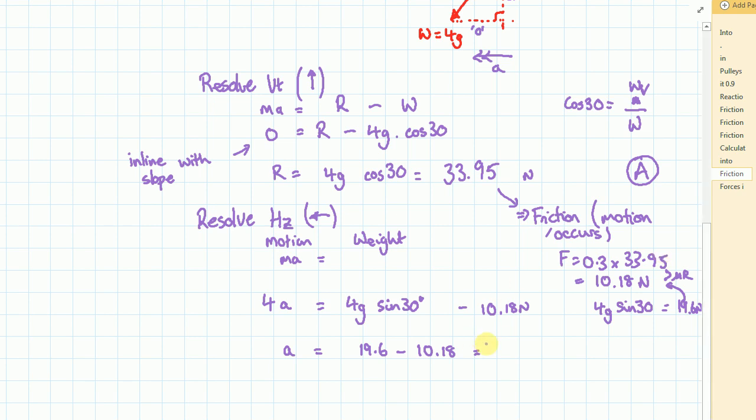So 19.6 minus the A was 9.42 newtons. So acceleration equals 2.35 meters per second squared to 3 significant figures.